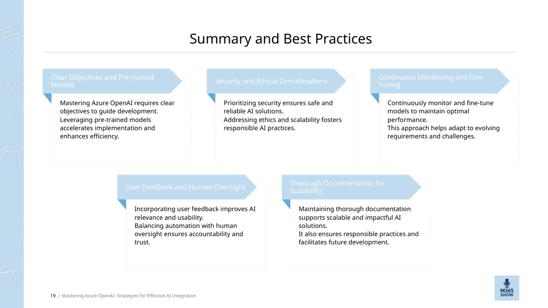In addition, incorporating user feedback is a key strategy for making our AI more relevant and user-friendly. Listening to our users allows us to refine the AI's capabilities and improve its usability. But it's equally important to strike a balance between automation and human oversight. While automation can boost efficiency, human oversight ensures accountability and helps us catch issues before they become problematic.